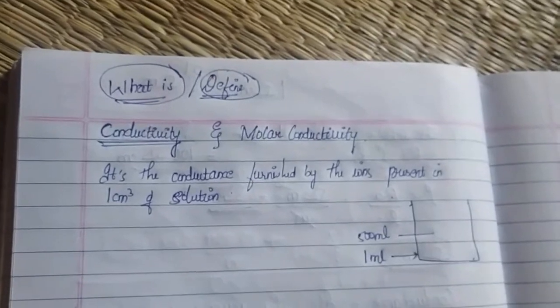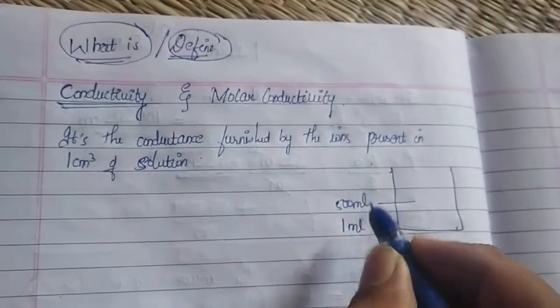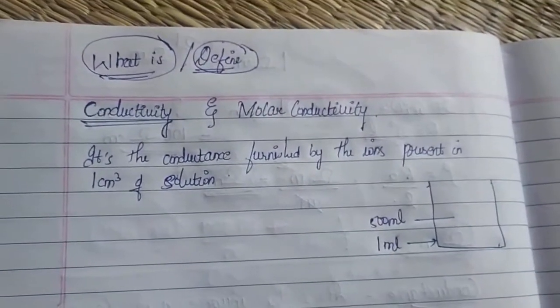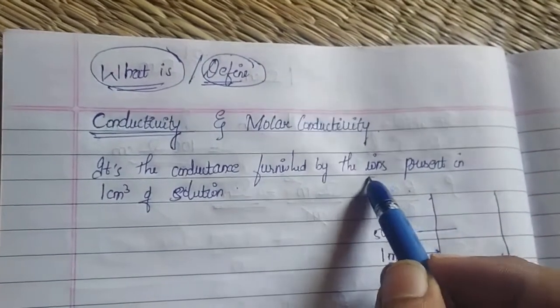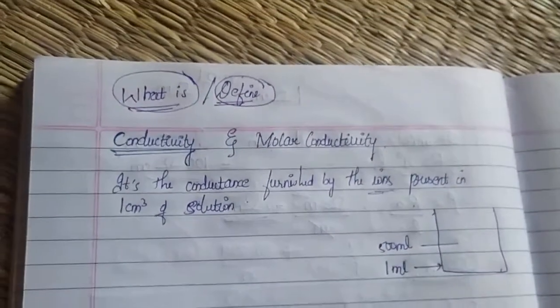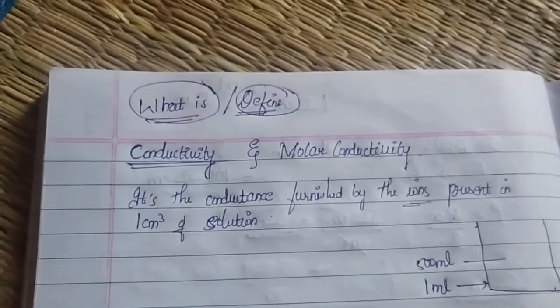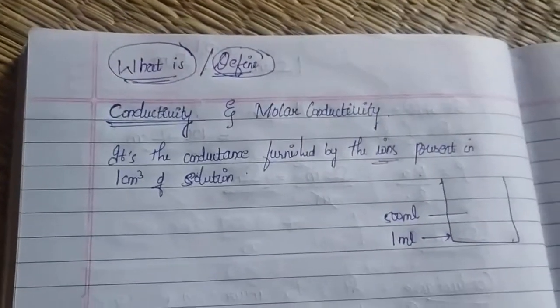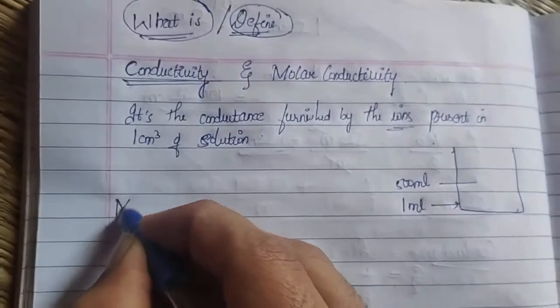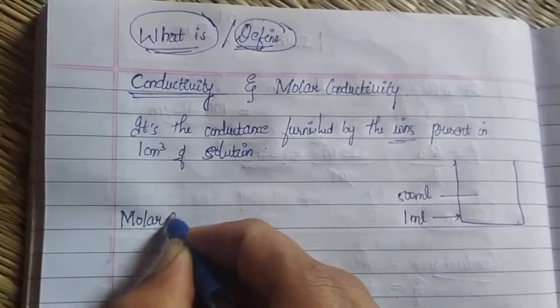So it is the conductance which is furnished by 1 cm cube of the solution. It is the conductance which is furnished by the ions present in 1 cm cube of the solution. It is called conductivity.